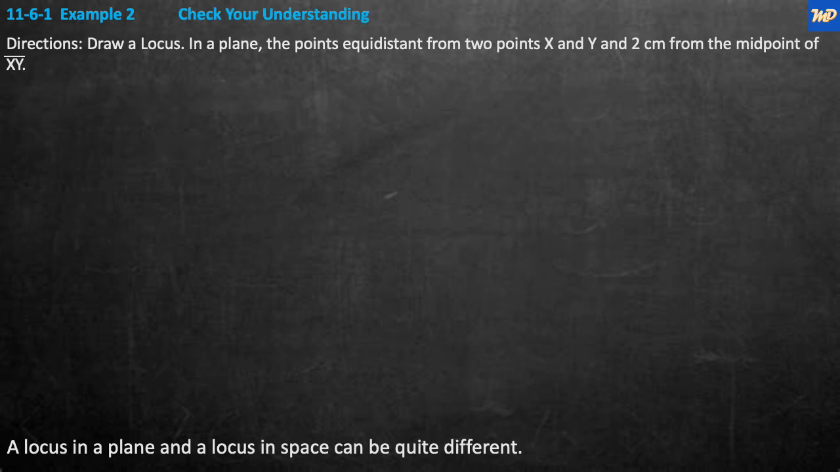Okay, example 2, check your understanding. So here's one for you to do. It says, draw a locus in a plane, the points equidistant from 2 points, x and y, and 2 centimeters from the midpoint of the segment xy. So you're going to draw points that are equidistant from x and y and 2 centimeters from the midpoint. Why don't you try it and see what you come up with? I'll wait.